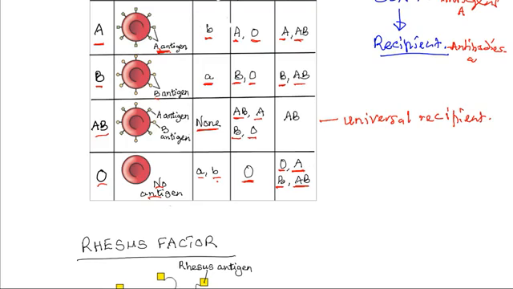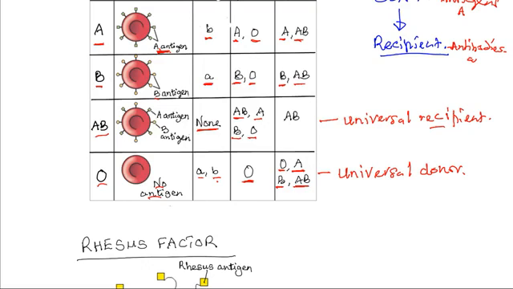Now, because blood group O can donate to all the others, blood group O is referred to as the universal donor. It can give to all the other groups because it lacks antigens. Blood group AB is universal recipient because it lacks antibodies that will react with the donor's antigens, while blood group O is universal donor because it lacks the antigens to react with the recipient's antibodies.